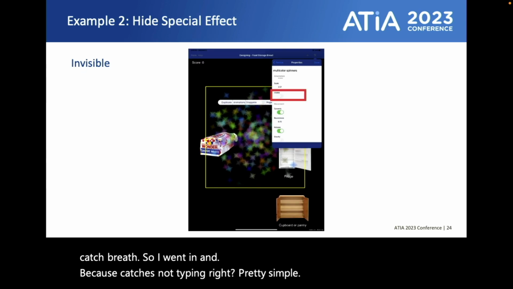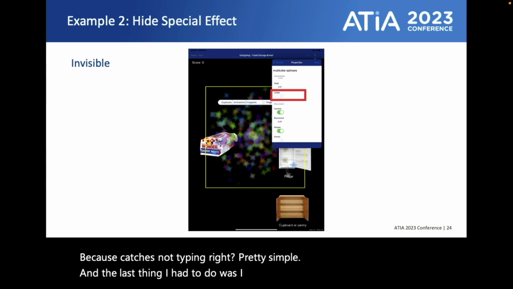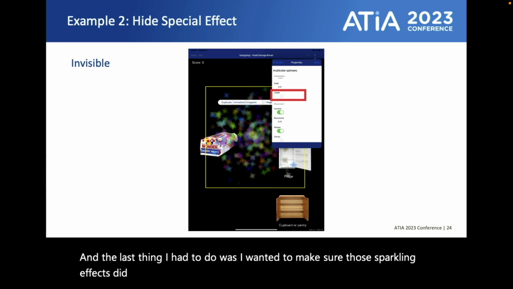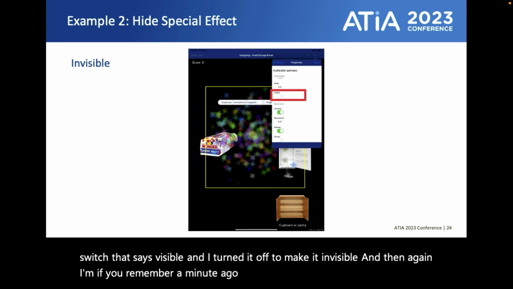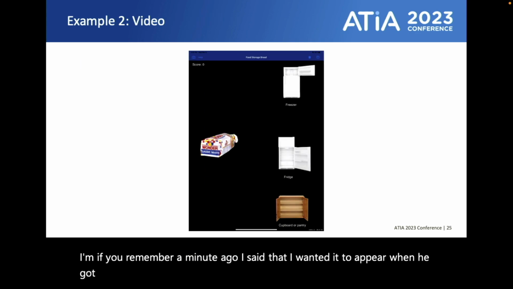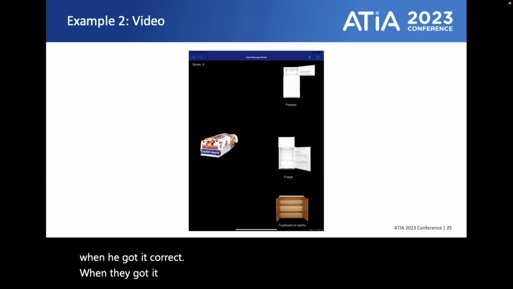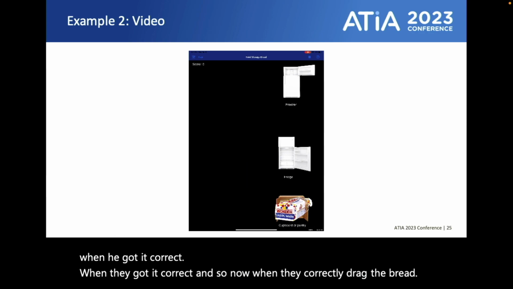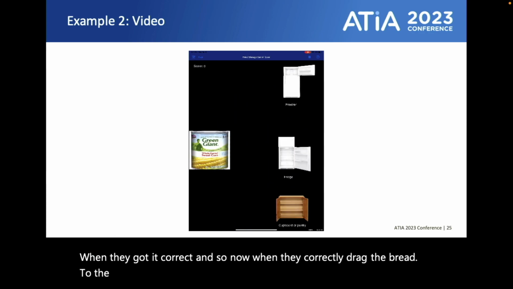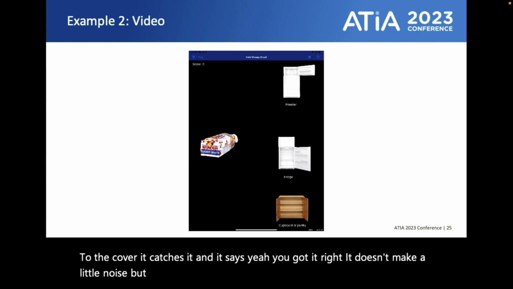And then the last thing I had to do was make sure those sparkling effects did not appear until after he got it correct. So there's just a toggle switch that says visible, and I turned it off to make it invisible. And then again, if you remember a minute ago, I said that I wanted it to appear when they got it correct. And so now, when they correctly drag the bread to the cupboard, it catches it, and it says, yay, you got it right. It does make a little noise, but I didn't plug in the audio jack because I forgot that it was going to.